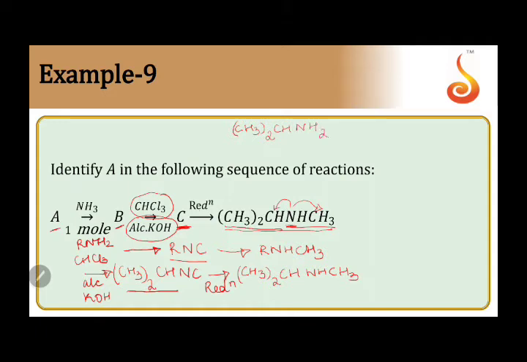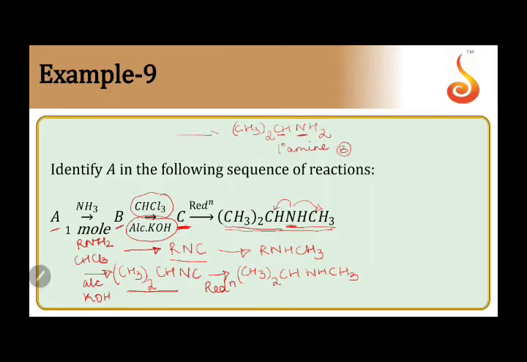It may be confusing and we may think that this amine here is a secondary amine. Let's just carefully note here, this nitrogen is attached to 1 carbon only. So therefore, this is still a primary amine. This is B.